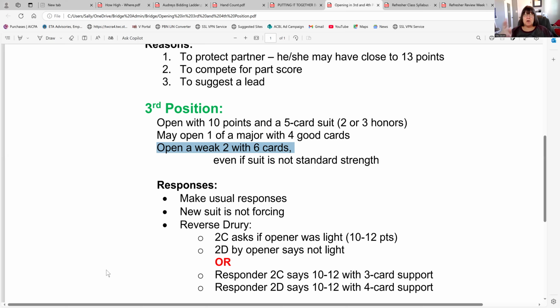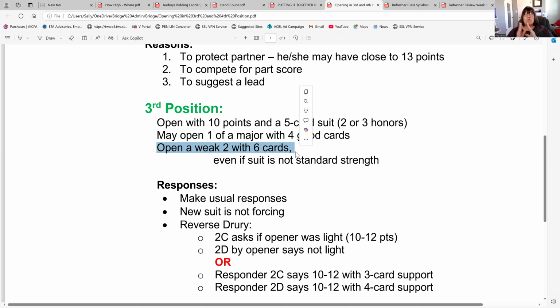The 2 big things are, number 1, in third position, you can open with 10 points if you have a good suit. If you have just one good suit, you don't meet the rule of 20, but you do have a good 5-card suit, particularly a major suit, you can open in third position. And if you have the weak 2, because you've got less than opening and 6 cards in the suit, it doesn't have to be the usual good suit that it does to open in first or second.